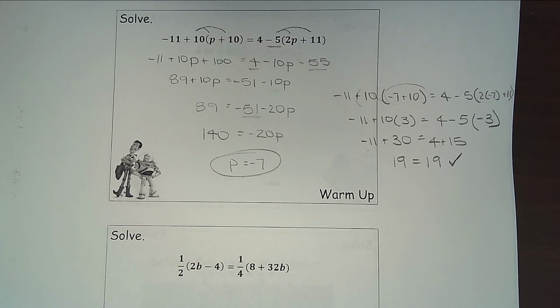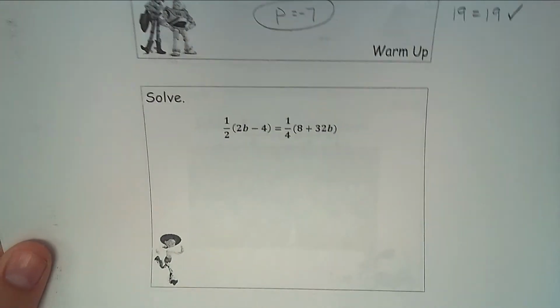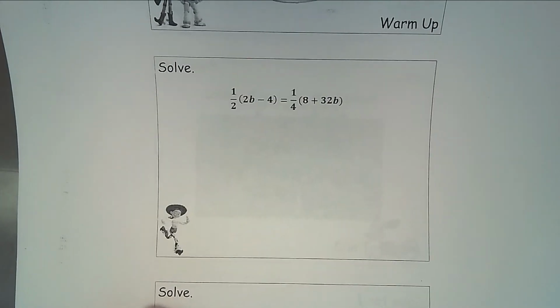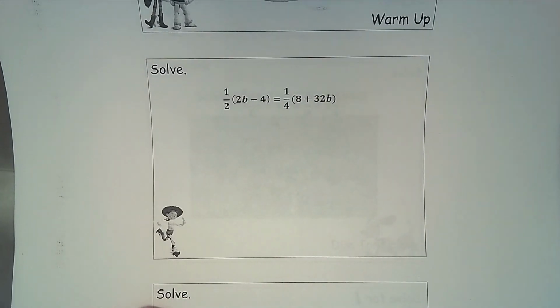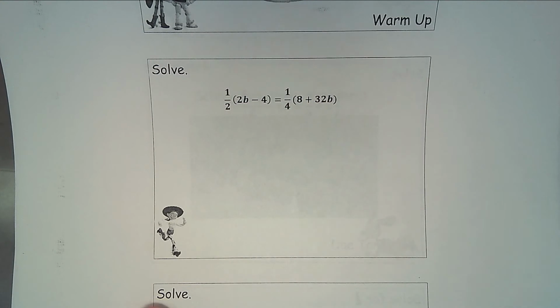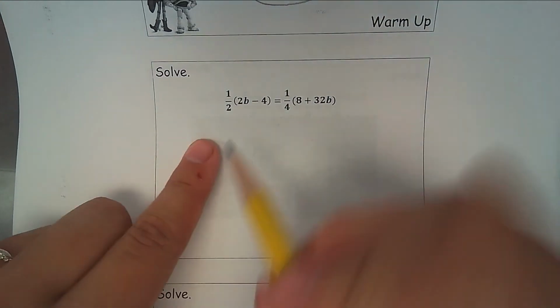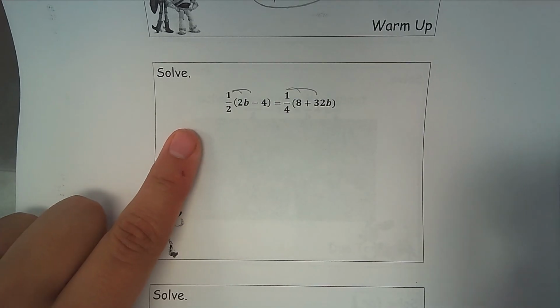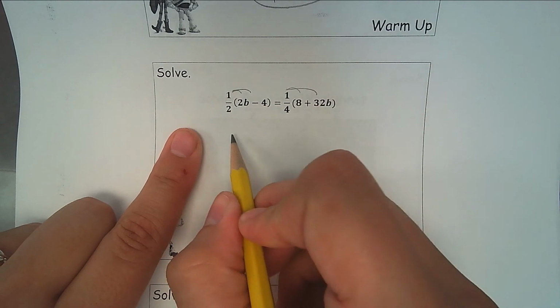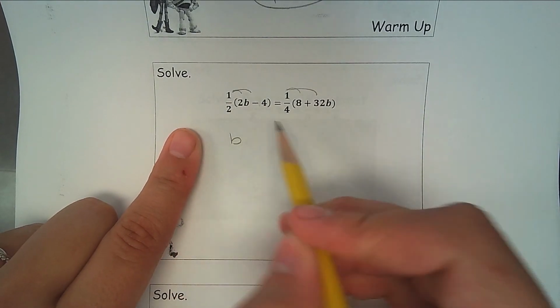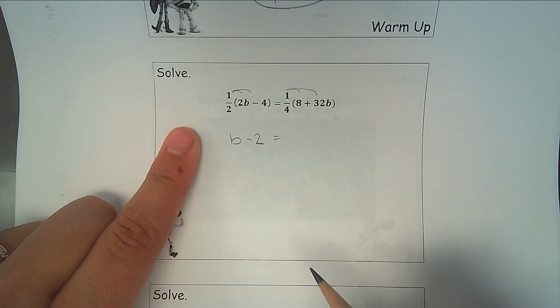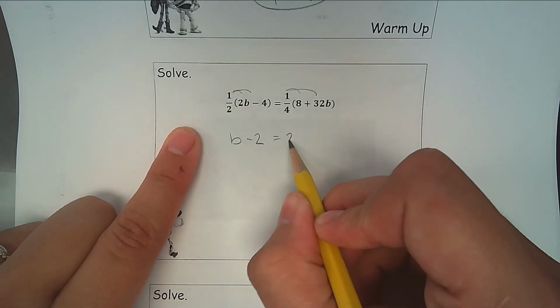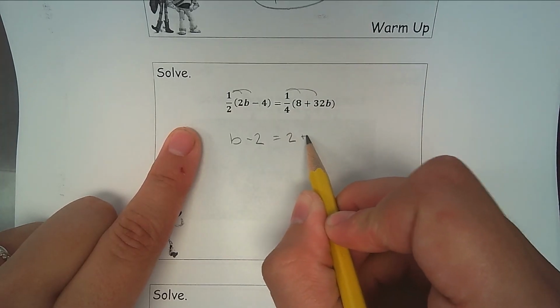As I mentioned then, we're going to be dealing with fractions today. And there's a couple different ways I'm going to show you. The first one, and it's pretty easy to do it with this one, is just to deal with the fractions as they are. So I would go ahead and distribute the 1/2 and the 1/4. So 1/2 times 2b is b. And 1/2 times negative 4 is a negative 2. 1/4 times 8 is 2, and 1/4 times 32b is 8b.